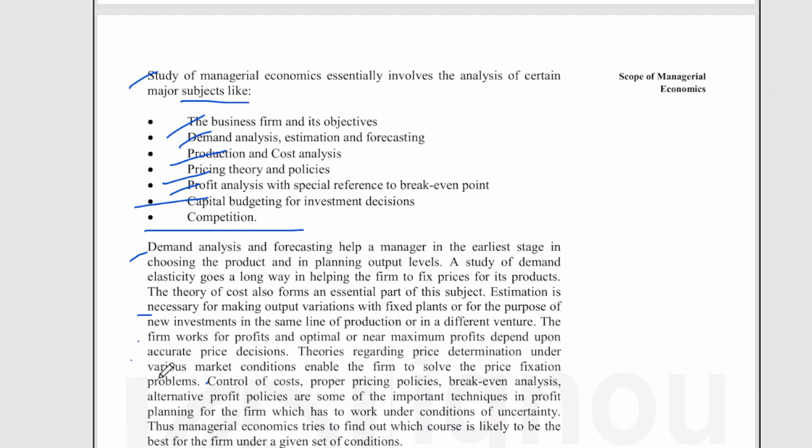And control of cost, proper pricing policies, break even analysis, and alternative profit policies are some of the important techniques used in profit planning for the firm, which has to work under conditions of uncertainty. Thus managerial economics tries to find out which course is likely to be the best for the firm under the given set of conditions. Okay, so this is about the basics of managerial economics.